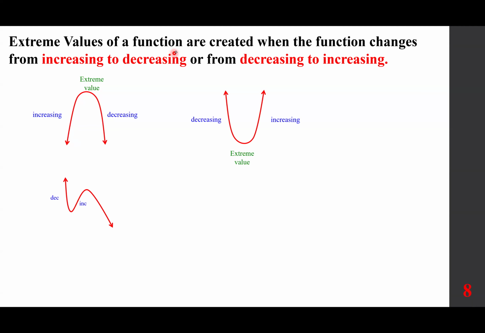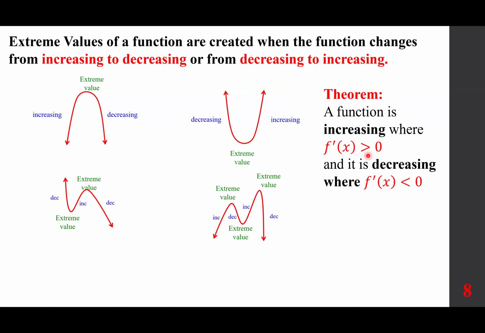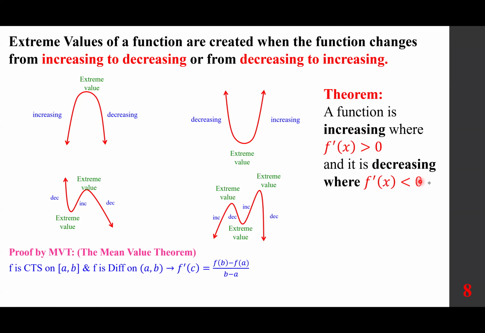Look at this one: decreasing, increasing, decreasing. Local min, local max. Increasing, decreasing, increasing, decreasing. Local max, local min, local max. And so the theorem says a function is increasing where f prime is positive and decreasing where f prime is negative. Okay. Now we can prove that, and the proof is by what we call the mean value theorem.